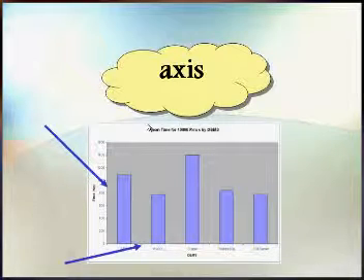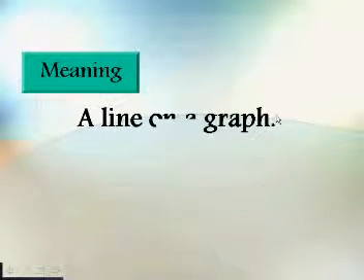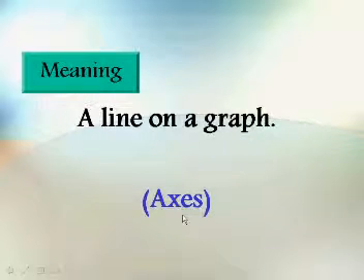Okay? So the meaning of the word is, again, a line on a graph. A line on a graph. And here is the plural form, axes.